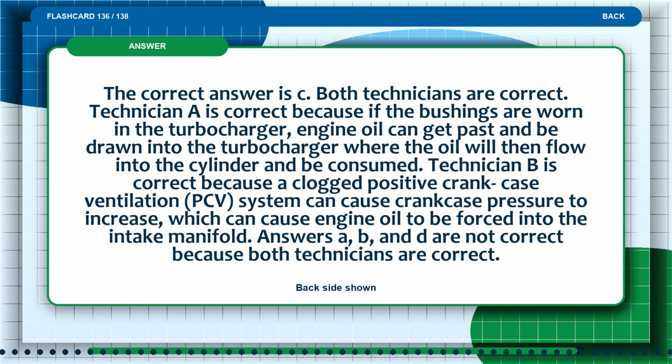The correct answer is C. Both technicians are correct. Technician A is correct because if the bushings are worn in the turbocharger, engine oil can get past and be drawn into the turbocharger, where the oil will then flow into the cylinder and be consumed. Technician B is correct because a clogged positive crankcase ventilation PCV system can cause crankcase pressure to increase, which can cause engine oil to be forced into the intake manifold. Answers A, B, and D are not correct because both technicians are correct.